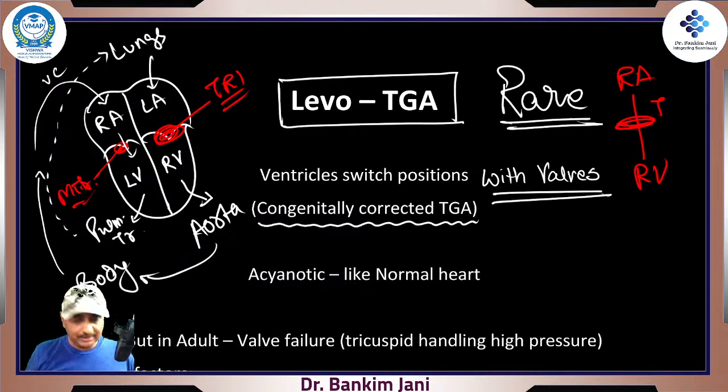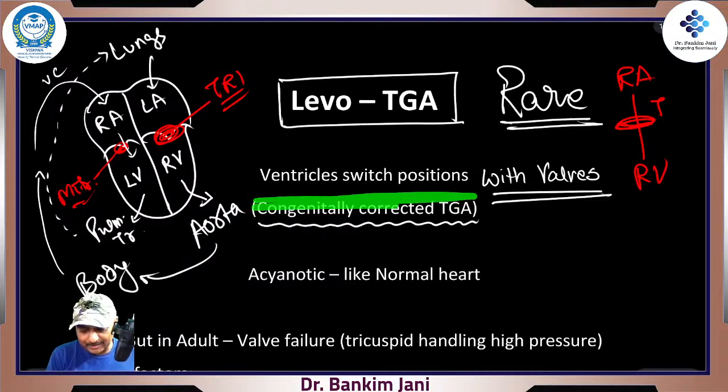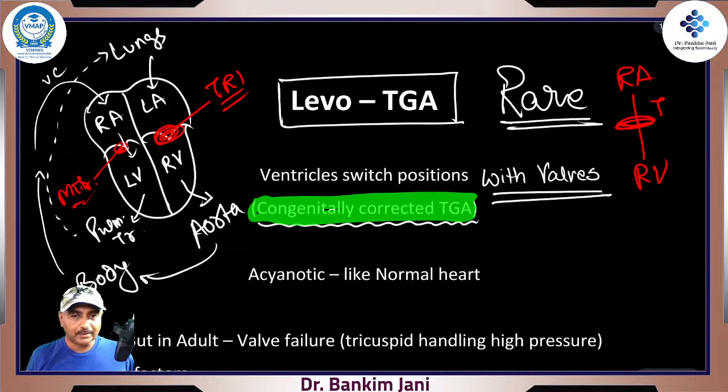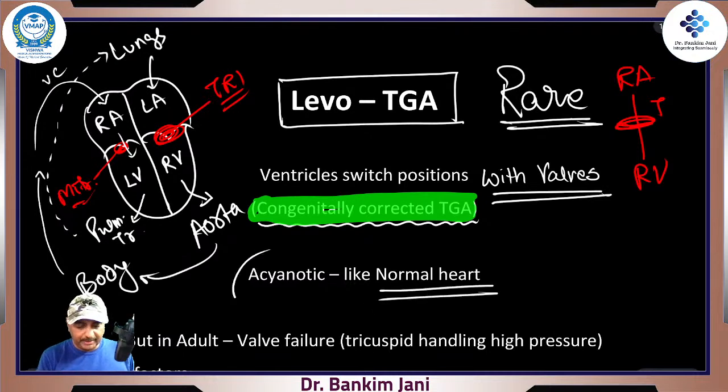This is the reason it is called congenitally corrected TGA. God has corrected it, right? So basically, if you see, this is like a normal heart. There won't be any cyanosis. This is acyanotic, right? But something happens in this case.